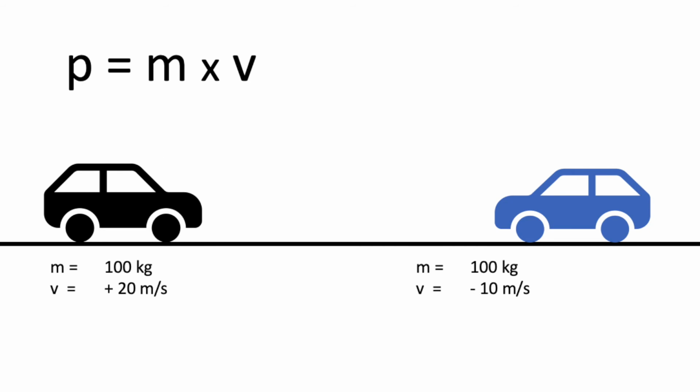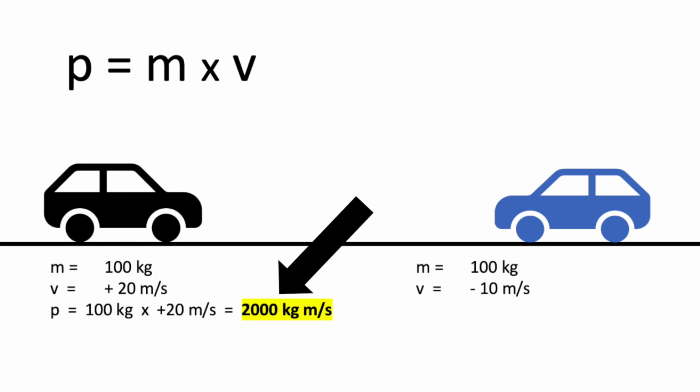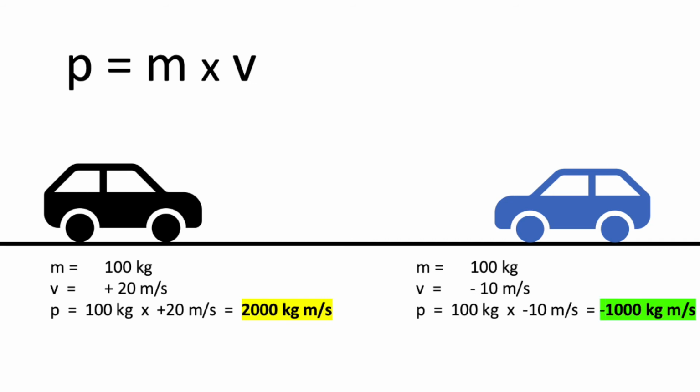So we can use the equation P equals m times v to calculate the momentum of both the cars that are moving towards each other. For the black car, you do the mass, 100 kilograms, times the velocity of plus 20 meters per second, which gives you a momentum of plus 2,000 kilogram meters per second. And the car on the right has a momentum of 100 kilograms times minus 10 meters per second, which gives this car a momentum of minus 1,000 kilogram meters per second. So now the cars move towards each other and collide.